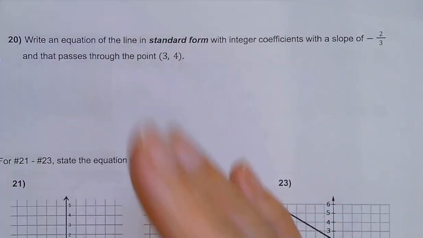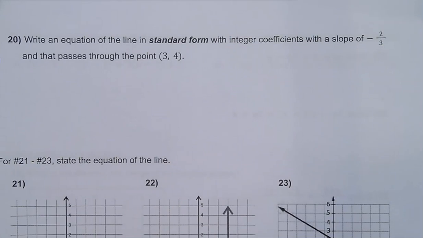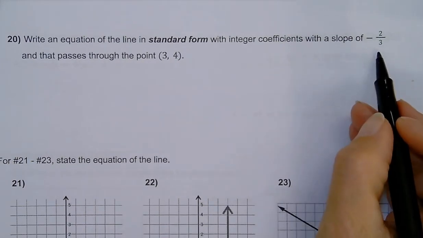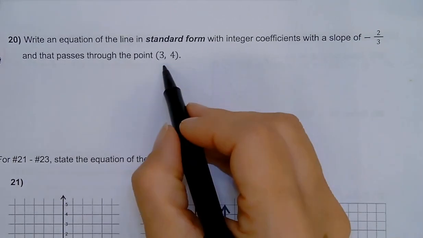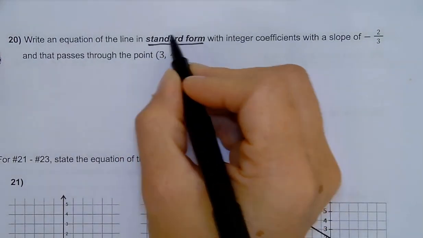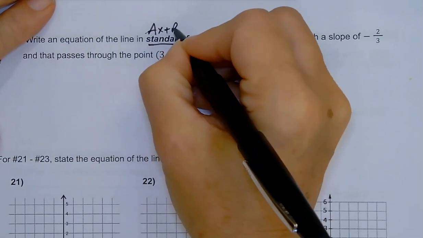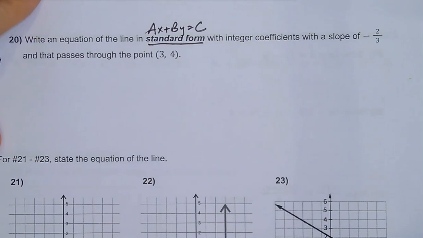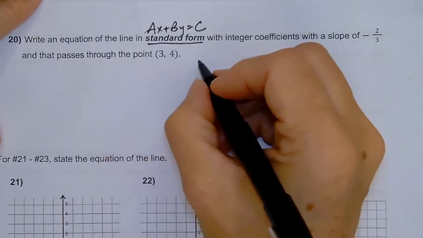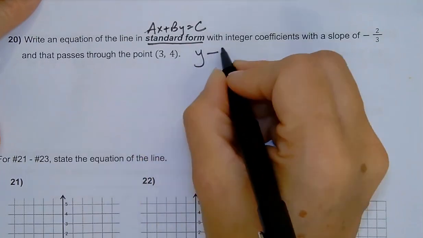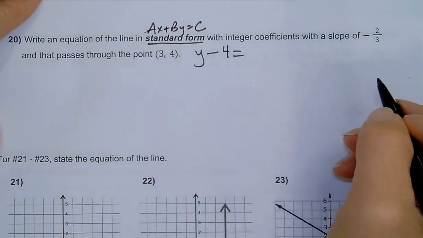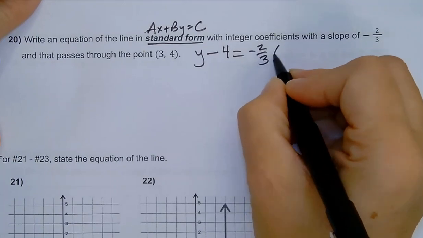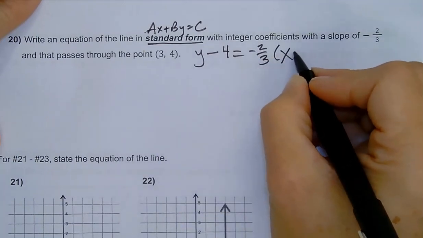Number 20. Write an equation of the line in standard form with integer coefficients. Again, can't have fractions for our a or b or c. We're going to have a slope of -2/3, and we are passing through the point 3,4. So ultimately, I'm going to need standard form, ax plus by equals c. But first, I have to come up with the equation that I need anyway. Okay, I have a slope and I have a point, so let's go ahead and do point slope. y minus y sub 1, which is 4, equals my slope, -2/3, times x minus x sub 1.